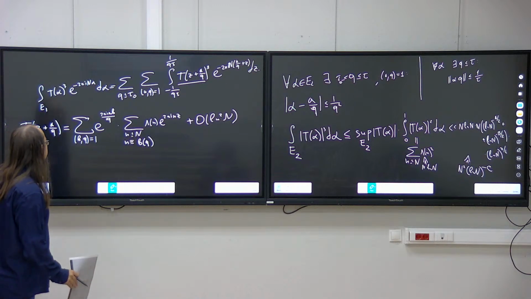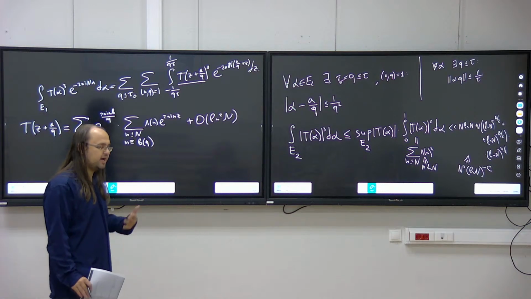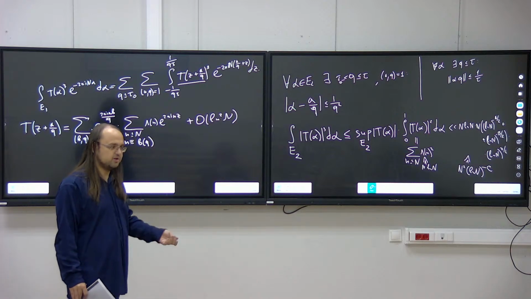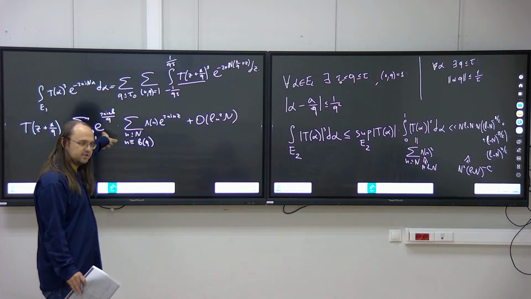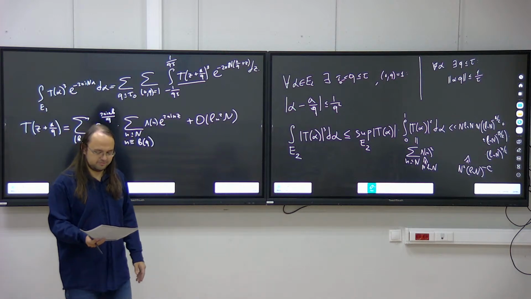So you write this as a sum of lambda of n multiplied by an exponent, and then you split the sum into residue classes modulo q. And so outside you get some oscillating exponent, and inside you get the exponent of something very small.